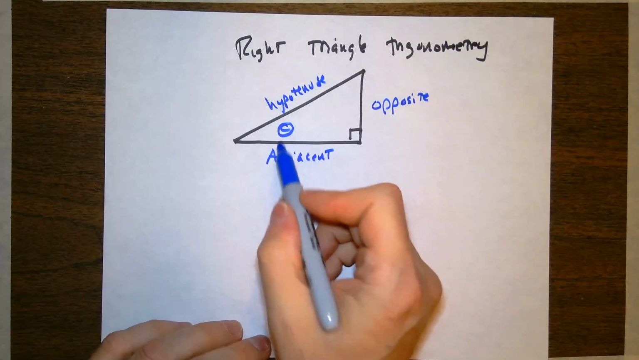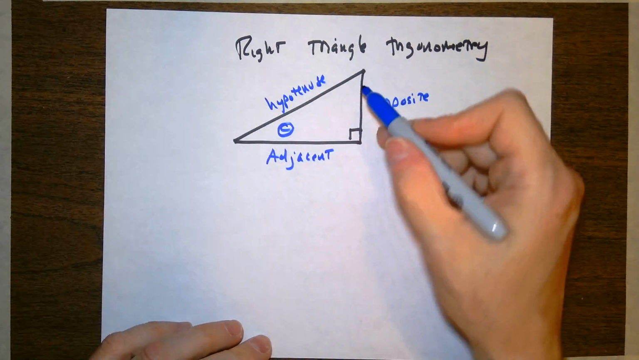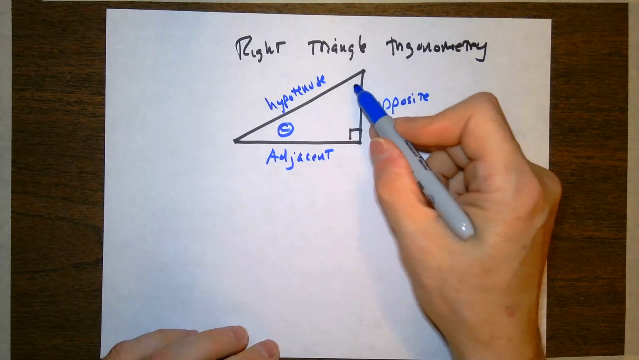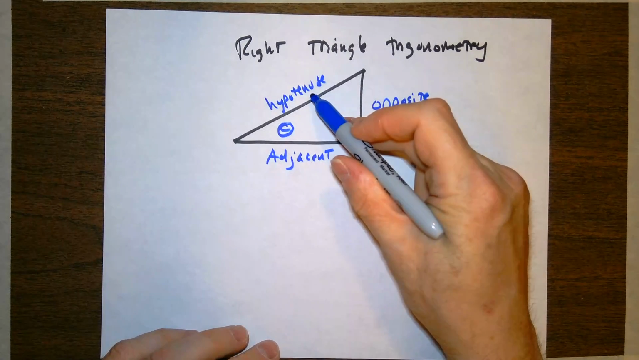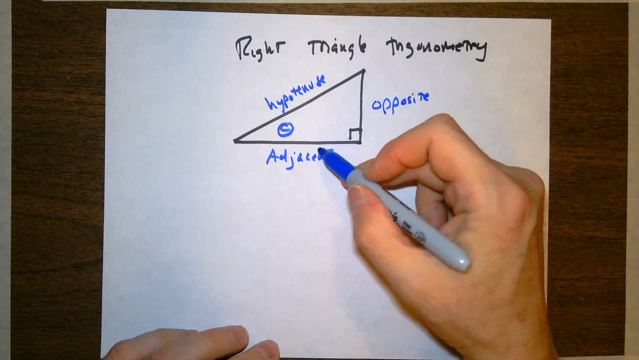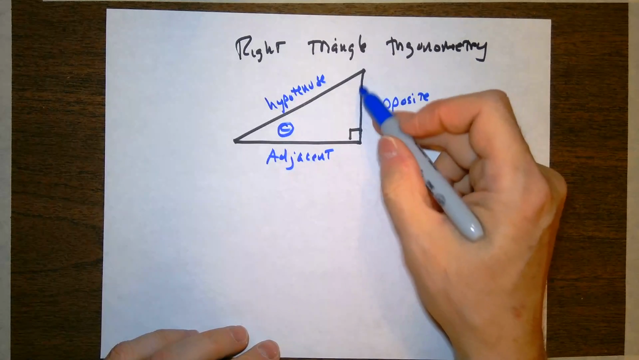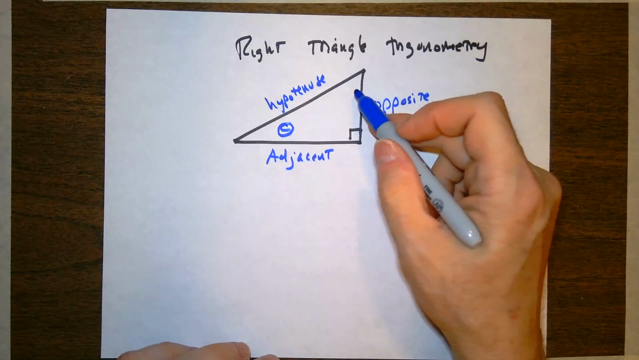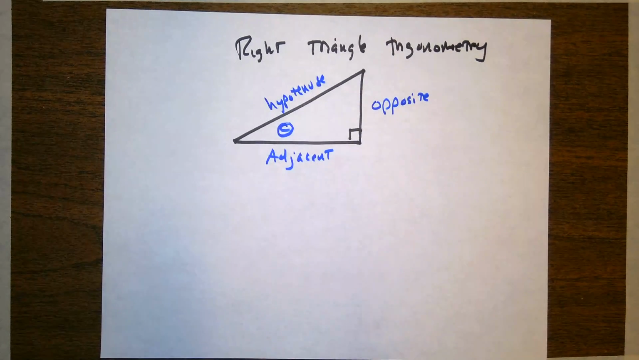So everything's based on the reference angle. If I change my reference angle to here, the hypotenuse would still be the hypotenuse, but now the adjacent side is opposite, and the opposite side is now adjacent. We have 6 trigonometric functions. I'd like to take a look at all 6 of the trigonometric functions right now.